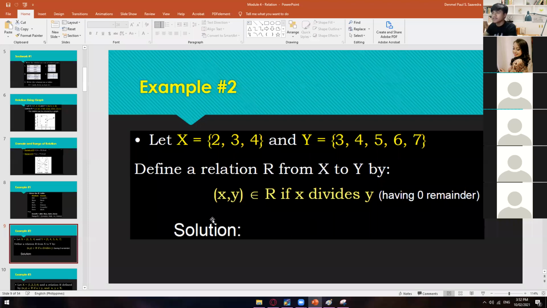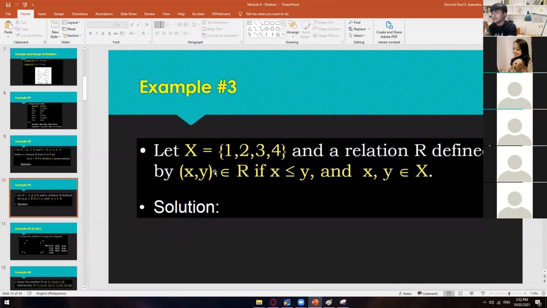Very good. So now let's move on to example number 3. Let X equal {1, 2, 3, 4}, and a relation R defined by (x, y) is an element of the relation if x is less than or equal to y. And we have another condition here: x and y are elements of X. So your x can be found on your set X, and your y element can also be found on your set X. You might be wondering where those y elements are. Here we can find the x and y elements on set X.